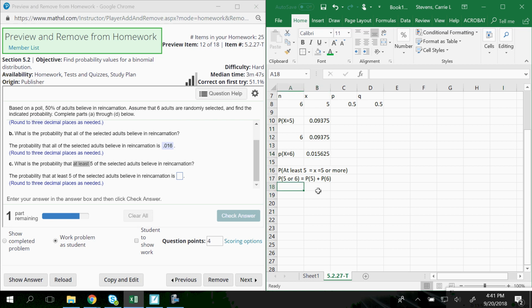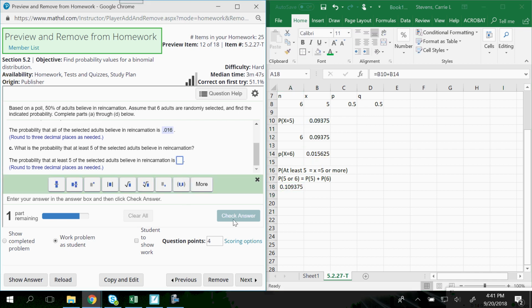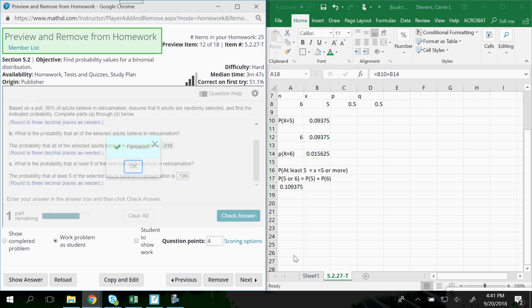Right? So let's do that. We're going to add up the probability of 5 and the probability of 6. And there's our answer to 3 decimal places: 0.109. Cool.